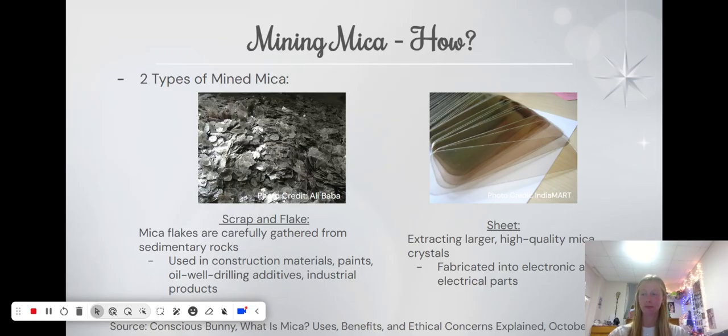There are 2 types of mined mica: scrap and flake, and sheet mica. Scrap and flake is mica flakes that are carefully gathered from sedimentary rocks, and these are often used in construction materials, paints, and other industrial products. Sheet mica, on the other hand, is the extraction of larger, high-quality mica crystals, and these are often fabricated into electronic or electrical parts.